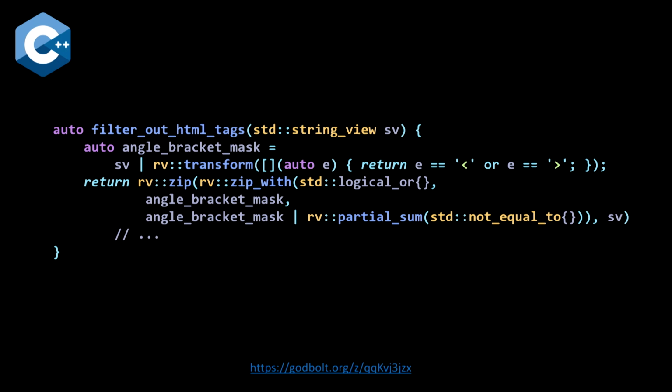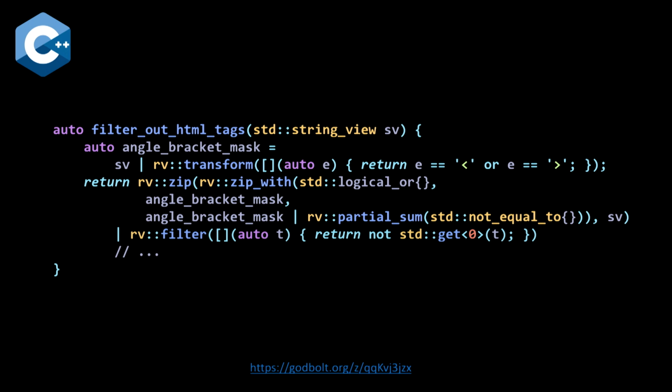And we are zipping this with our string view at the end. So that's kind of subtle. You can see that we're inside our zip, outside our zip with, we're zipping again so that we can get tuples, pairs, that are basically the characters and then the true or false value that we're gonna filter based on. After this, we call a filter, and we're filtering based on the true or false value. So the characters are the second element in our tuple, and the first element is the true or false, is this something we wanna keep?